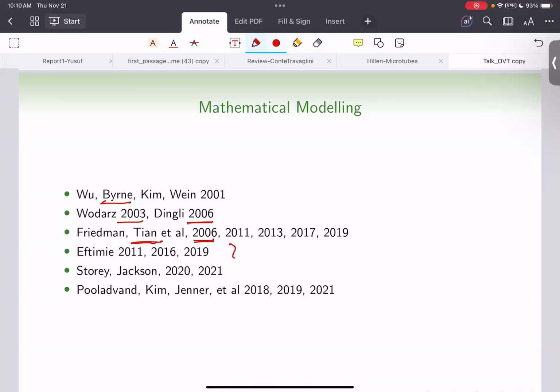Then Ftimi and Jackson included the immune response into the models, which we saw in the earlier schematic is important, and Pooladvand as well. So I need to extend my bracket to those guys as well.